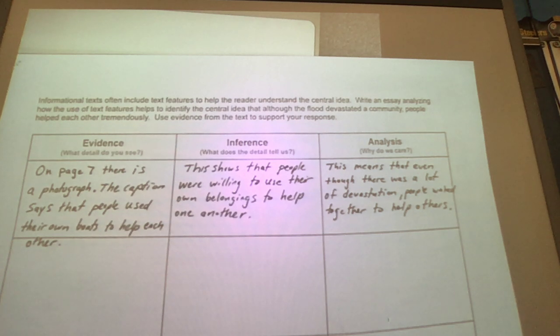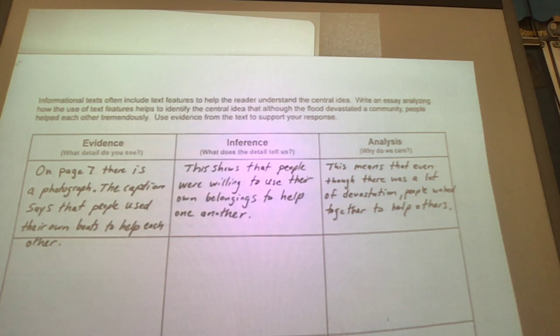So here's what I did. On our evidence chart, you'll notice that there are three columns. We have the evidence, we have the inference, and we have the analysis. What I want you to remember is when we write in these charts, this is not in paragraph form. These are just our major thoughts and ideas. And then we're going to take these ideas and we're going to put them into paragraph form later on this year.